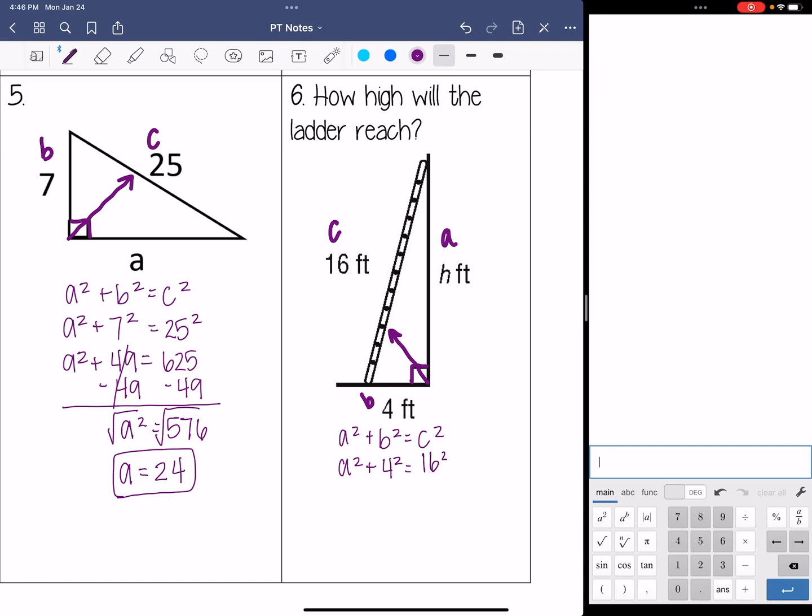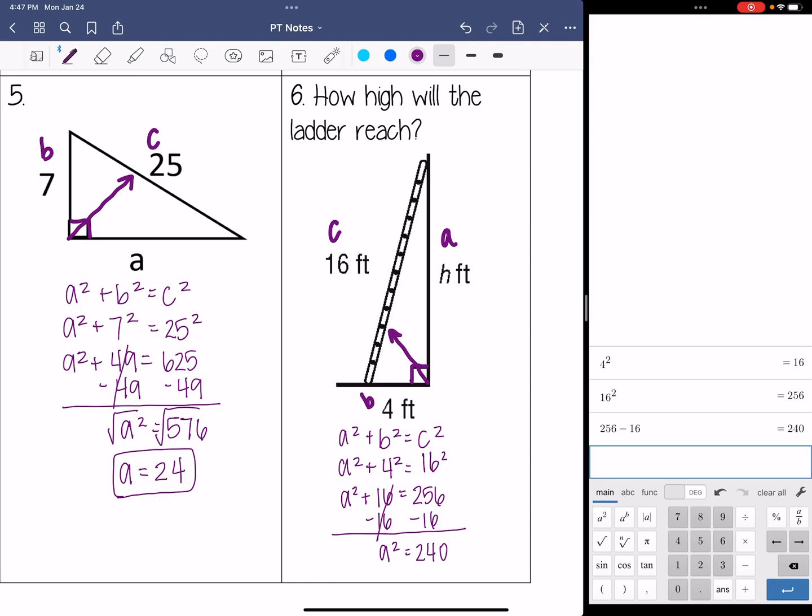Now I'm going to go ahead and simplify my exponents. I'm going to drop down the A squared plus 4 squared equals 16, which equals 16 squared, which is 256. Now, again, I see that I have my numbers on opposite sides of the equal sign, so I'm going to subtract 16 from both sides. That cancels. I'm left with A squared equals 256 minus 16 equals 240.